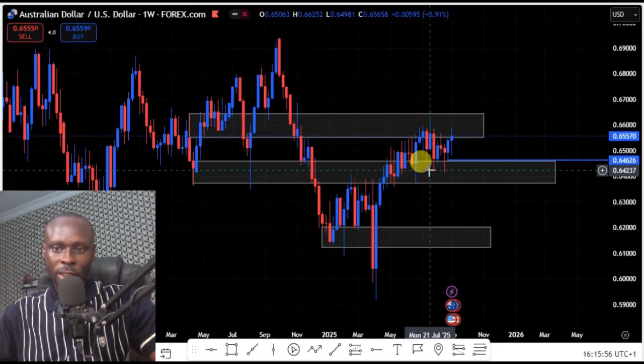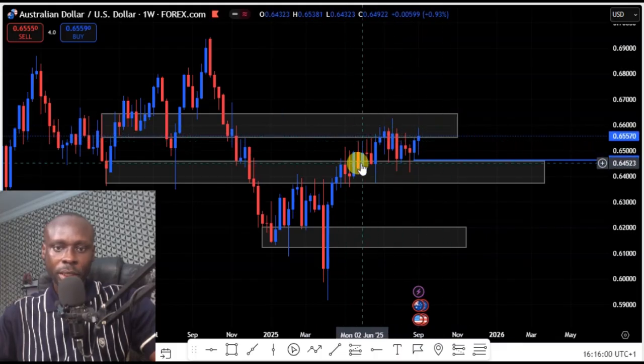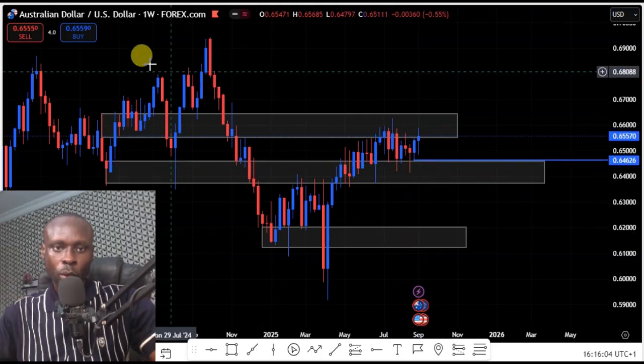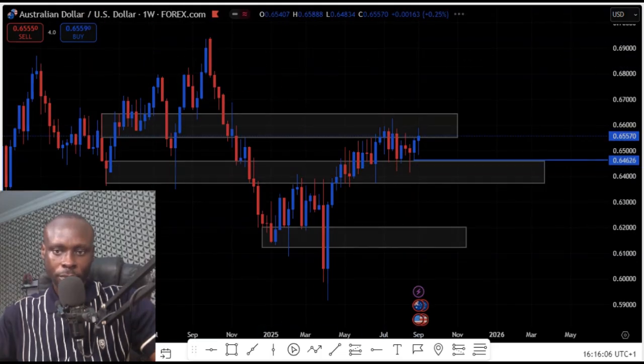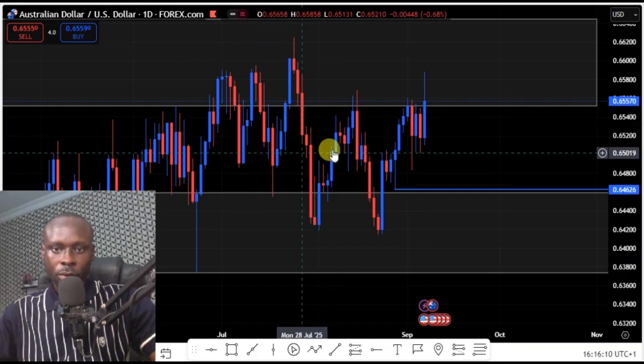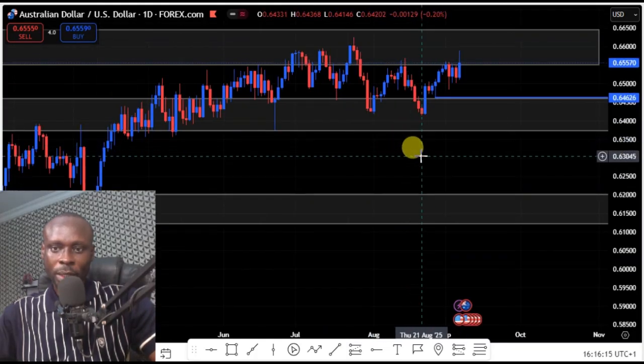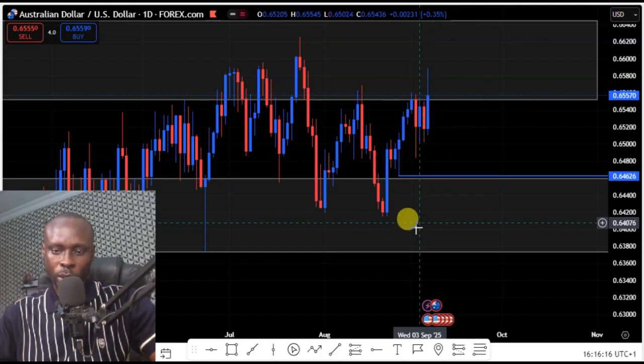So on my weekly chart, price also rejected from this weekly resistance on AUDUSD, which indicates a possible downtrend for AUDUSD this week. So let's go back to our daily chart. On the daily chart, what we expect this week is for AUDUSD to give us a signal for us to sell.